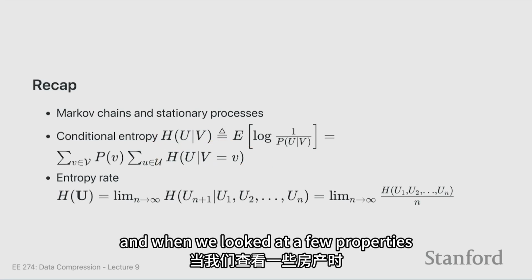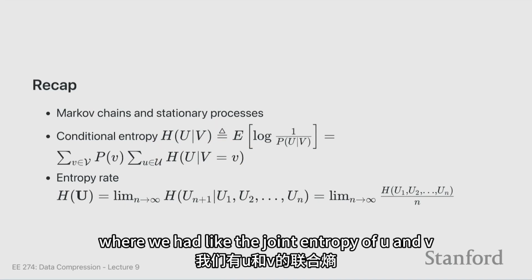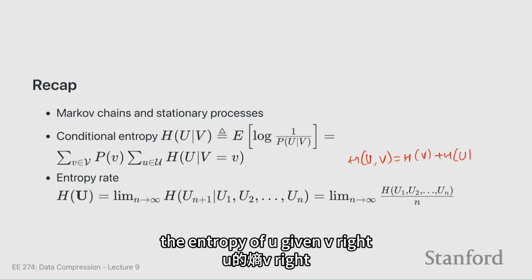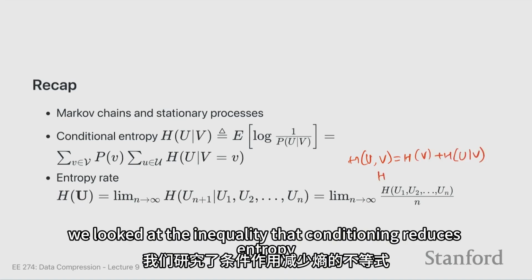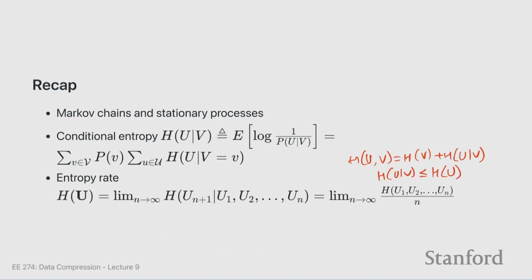And we looked at a few properties. We looked at the chain rule, if you remember, where the joint entropy of u and v is simply the entropy of v plus the entropy of u given v. We looked at the inequality that conditioning reduces entropy. So just some results we saw, which you will use in your homework.